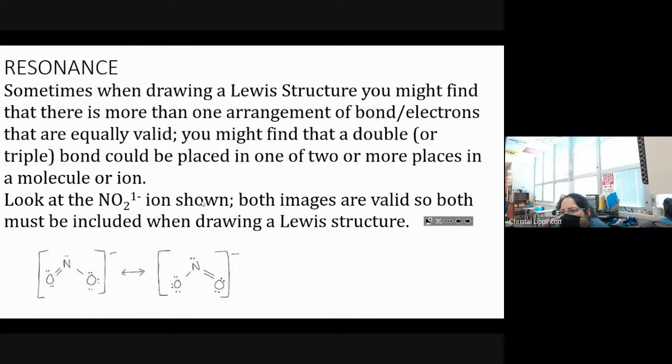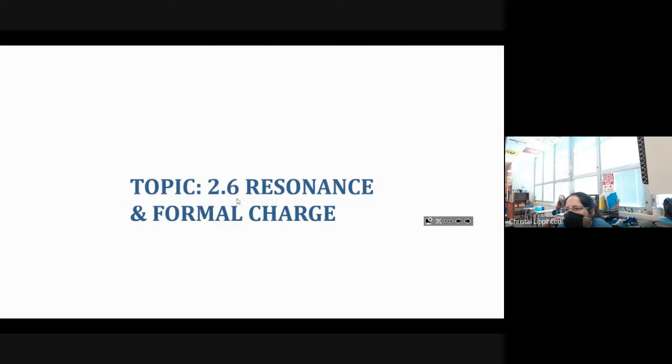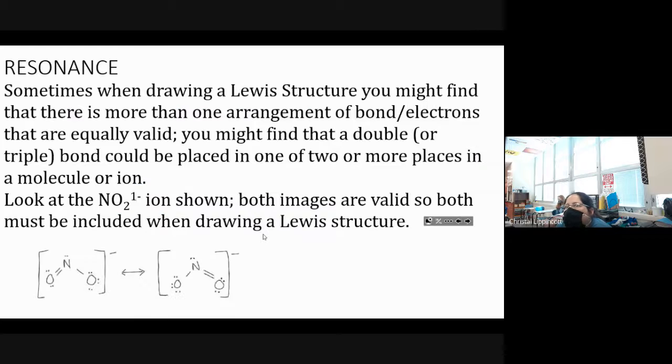Lewis structure, and I alluded to this yesterday. So this is 2.6. We're going to talk about something called resonance, and we're going to talk about formal charge. Okay? When we talk about resonance, resonance is when you can draw a structure and have two possible valid outcomes.